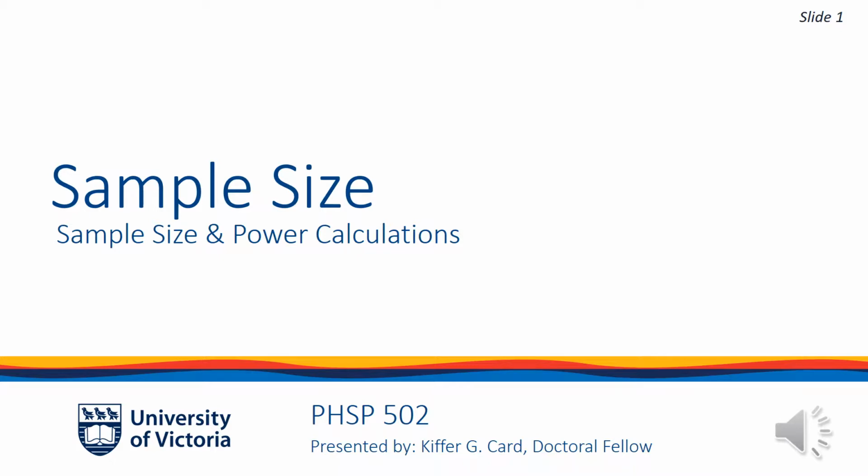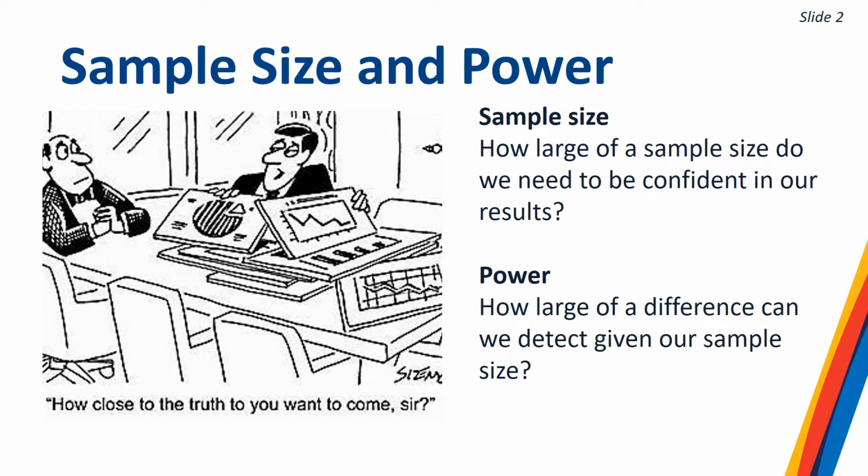In this lecture, as the title suggests, we're going to discuss two related concepts that are fundamental to epidemiological research: sample size and power calculations. On slide 2, we introduce the fundamental questions related to sample size and power calculations. Namely, we are examining how large of a sample size we need to detect a difference of a given size.